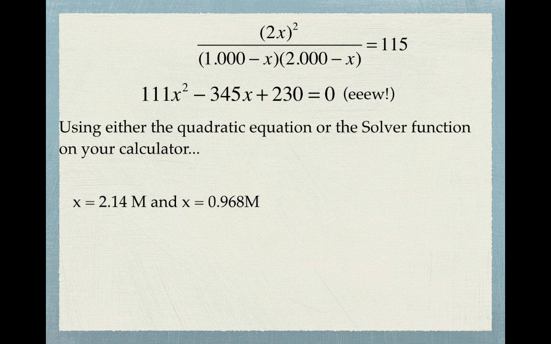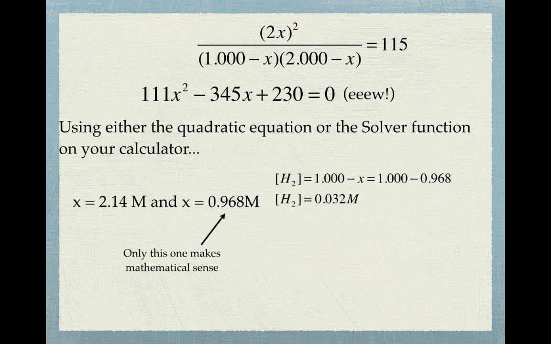So we get a value of x of 2.14 or a value of x of 0.968. That second value is the only one that makes sense. The reason for that is if you look at our concentration of H2, we only started with 1 molar, so I can't lose 2.14 molar from the H2 because I just don't have that much. So we take that value of x, 0.968, and we solve for our other concentrations.